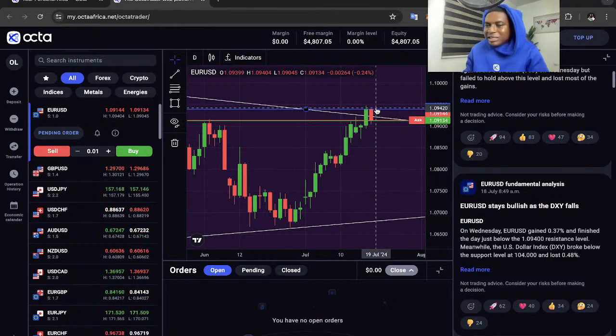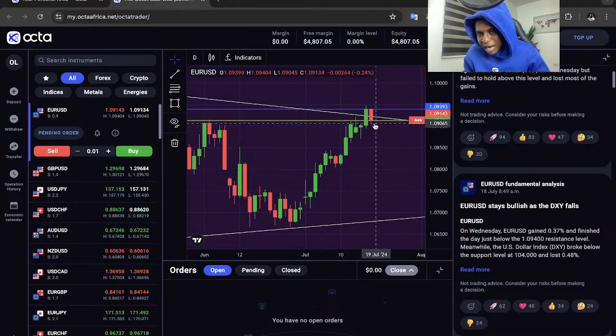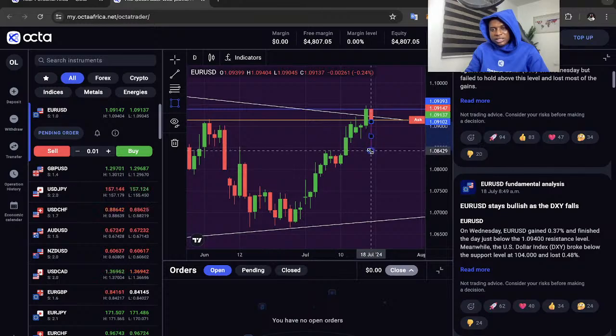So there is a likelihood of a retracement when price has gotten to a level that it has not gotten to in the last 12 candles. That is why we see this retracement happening today. Now this retracement becomes a bearish momentum, a bearish signal, if it closes below this level.